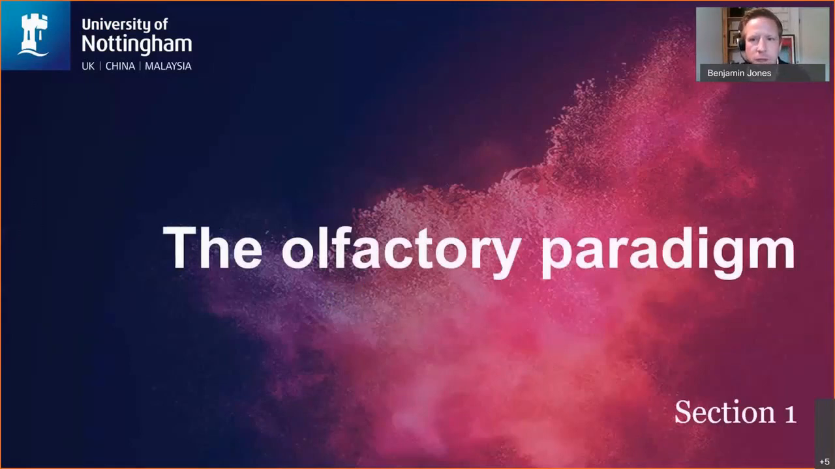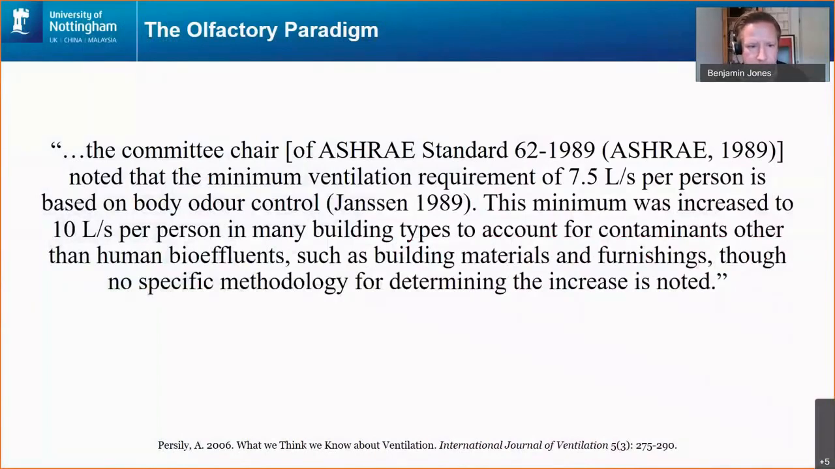I want to remind you where we are at the moment. We currently exist in an olfactory paradigm. And I've always liked Andy Persily's 2006 paper called What We Think We Know About Ventilation, where he talks about the origin of the 10 litres per second per person ventilation rate, which was first codified maybe around 1989, where he notes that the minimum ventilation requirement of 7.5 litres per second, which is based on body odour control, was increased to 10 litres per second in many building types to account for contaminants other than bioeffluents, such as building materials and furnishings, though no specific methodology for determining the increase is noted.